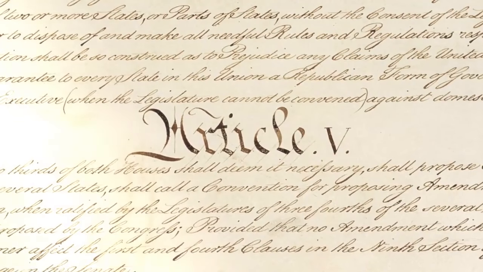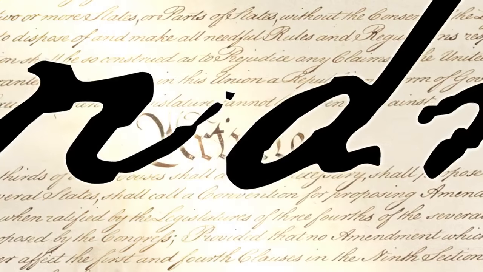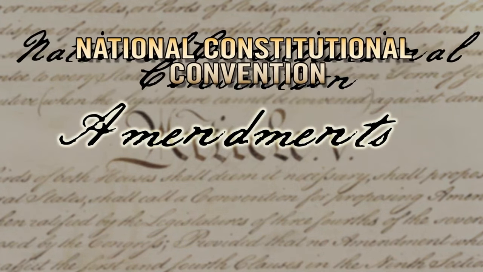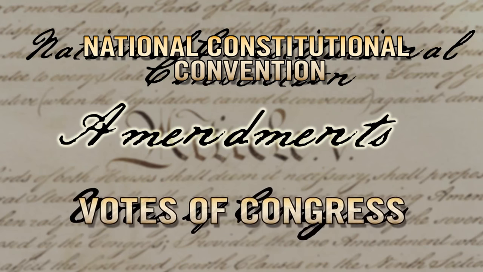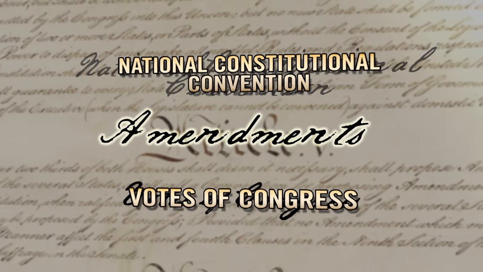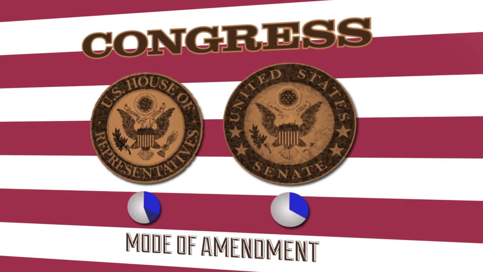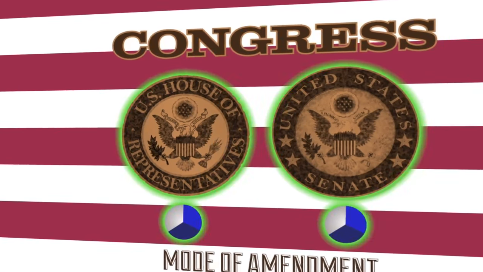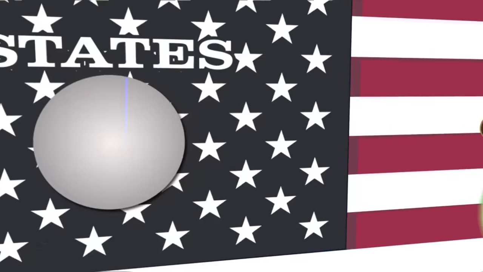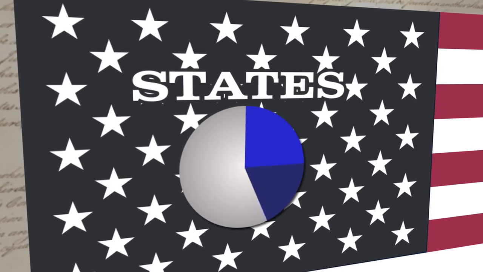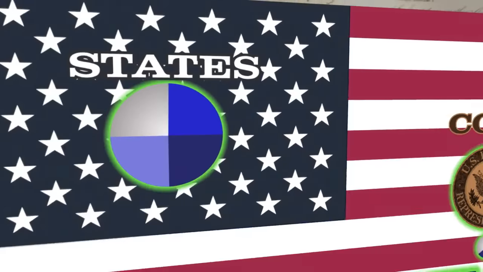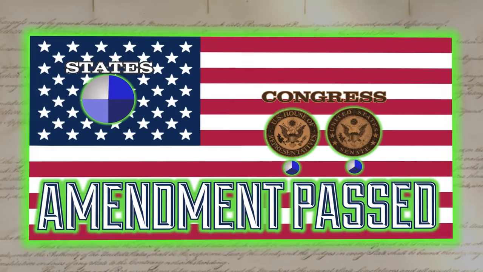See? It's Article 5 of the Constitution that tells us how we can change or amend the Constitution. Amendments can be introduced by national constitutional conventions or by votes of Congress. Once 2/3 of both houses of Congress approve a proposed amendment, it clears the first hurdle. But it isn't a part of the Constitution quite yet. 3/4 of the states have to ratify the amendment for it to go into effect as part of the Constitution.